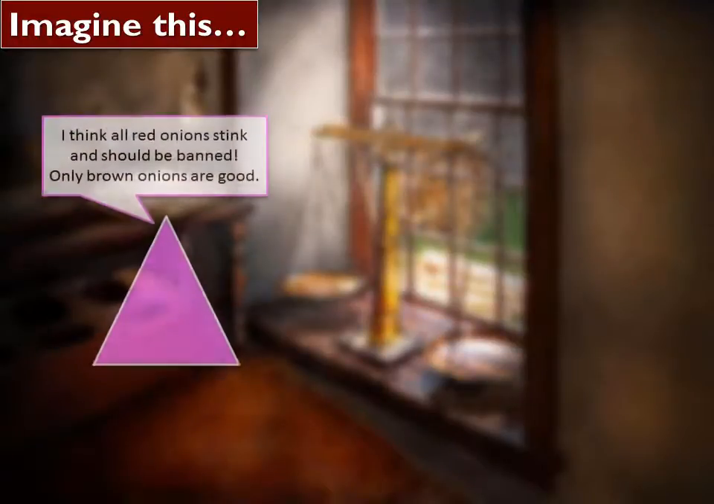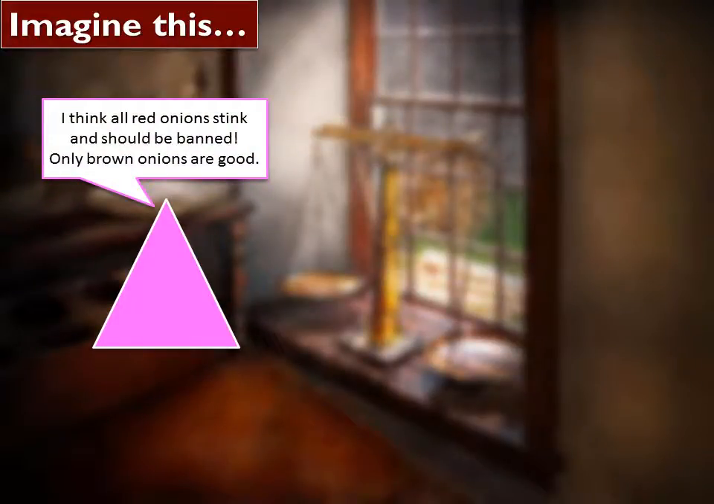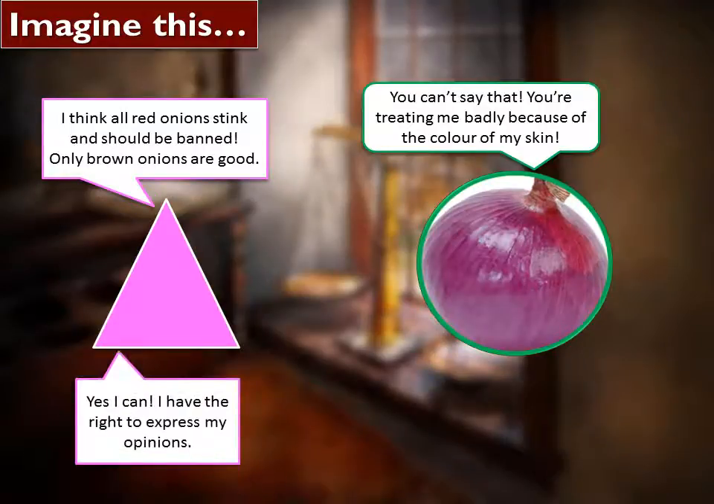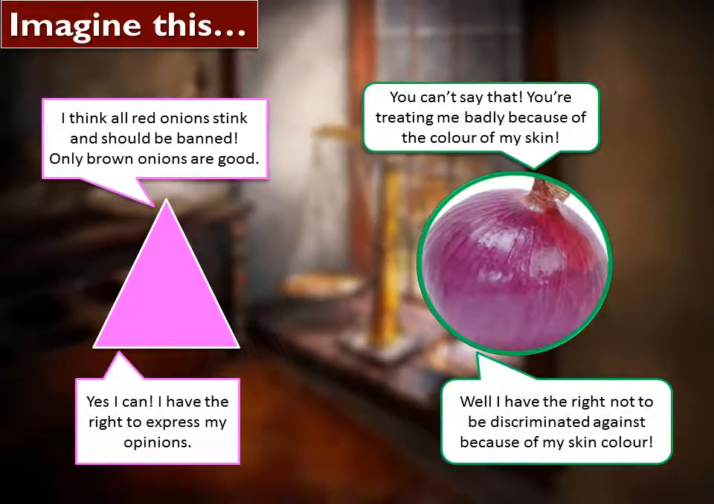Right, imagine this. You have Mr. Pink Triangle. Comes along, says, well, I think all red onions stink. It should be banned. Only brown onions are good. Well, Mr. Red Onion comes along and says, you can't say that. You're treating me badly because of the colour of my skin. Mr. Pink Triangle replies, actually, I can because I have the right to express my opinions. To which Mr. Red Onion rightly replies, well, I have the right not to be discriminated against because of my skin colour.